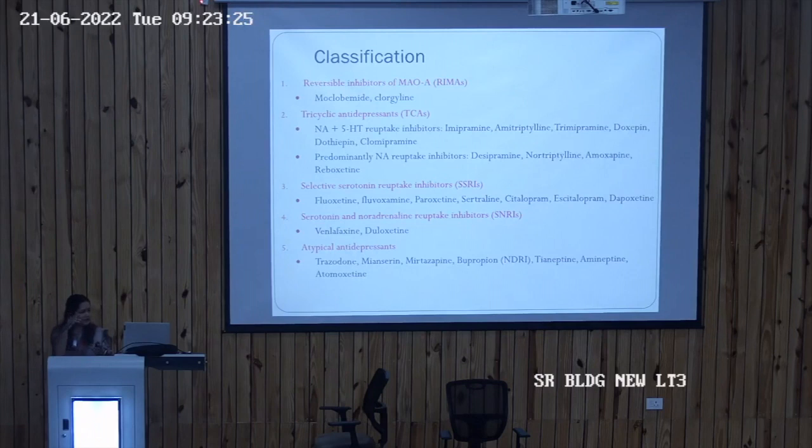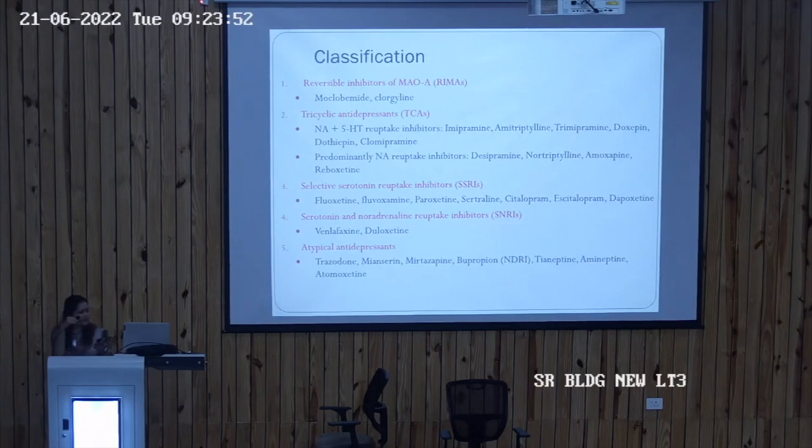Then atypical SNRIs you have, that is venlafaxine, duloxetine, then another newer drug milnacipran. These are the SNRIs. Okay? They are the first choice of drug in case of severe depression. क्योंकि इसका action compared to the other antidepressants is faster, and they are the drug of choice in case of severe depression.